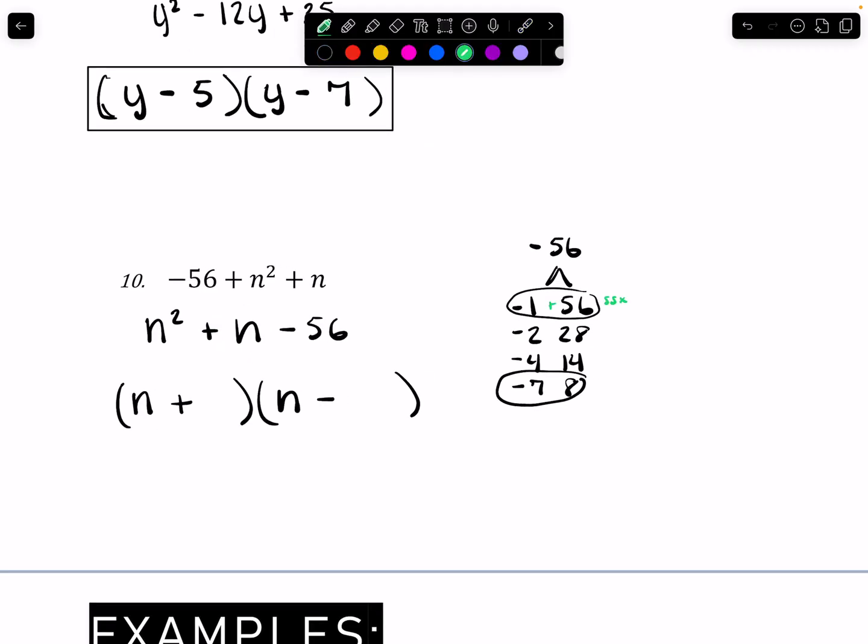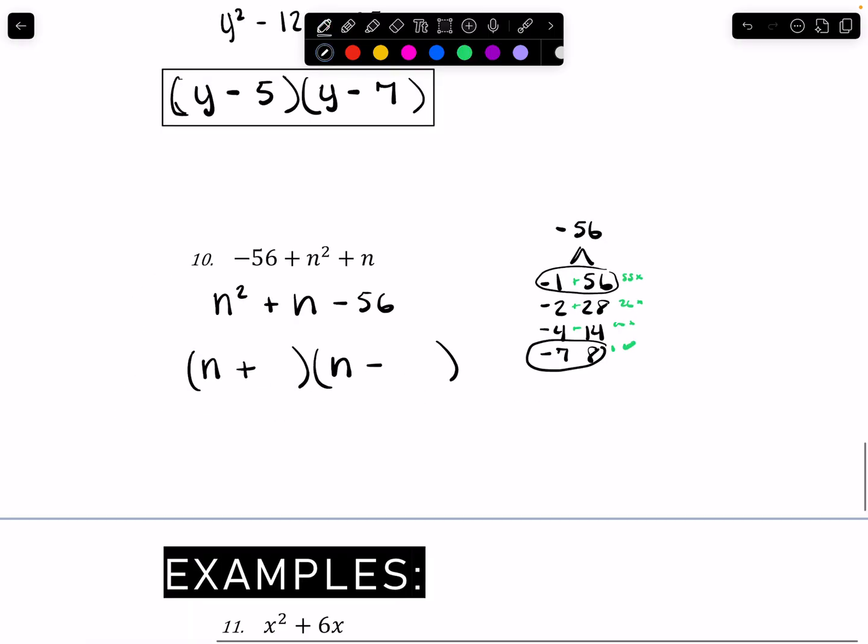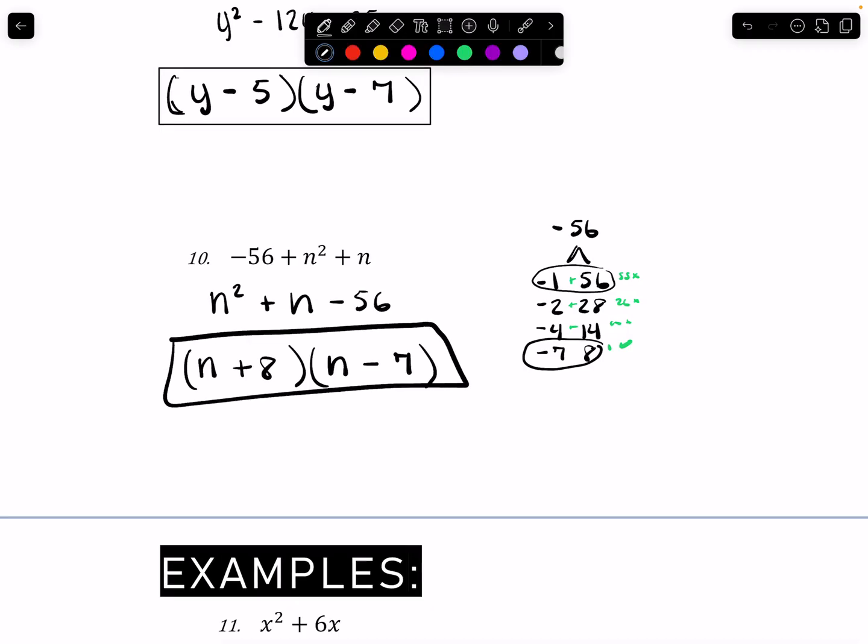I'm saying, oh, 55, that won't work. 26, that won't work. 10, that won't work. And then I get here, I'm like, oh, that's a 1. Not only do they multiply to give me what I want, they also add to give me what I want. And that's going to be a 7 or a negative 7, right? And a positive 8.